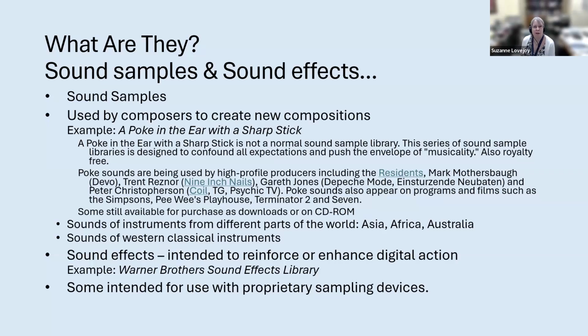They include current composers you'll recognize from various performing groups. And they have also appeared in television and film soundtracks. The publisher's website is still active, and you can buy some of these sounds nowadays on download or even on CD-ROM. Other sound categories included instruments and singing from different parts of the world, such as Asia, Africa, and Australia, as well as sounds of Western classical instruments for insertion in whatever.